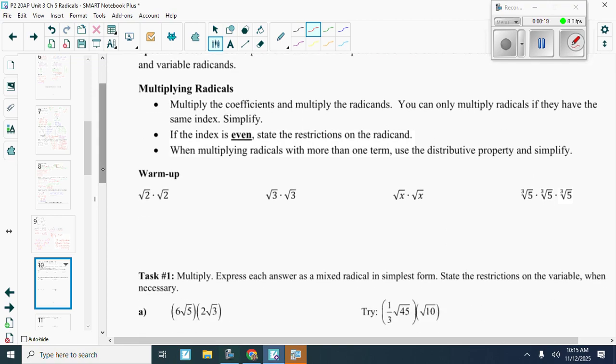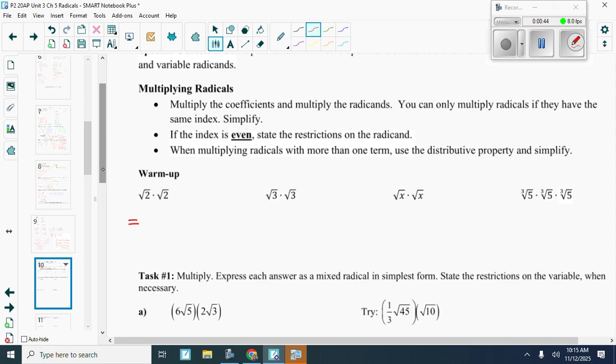Okay, so just a few reminders when we multiply radicals. We're going to be multiplying coefficient by coefficient and radicand by radicand. That's what we do when we multiply our exponents. So let's just do a bit of a warm-up. We took a look at something similar to this before, but when we have the exact same number, that is the radicand.